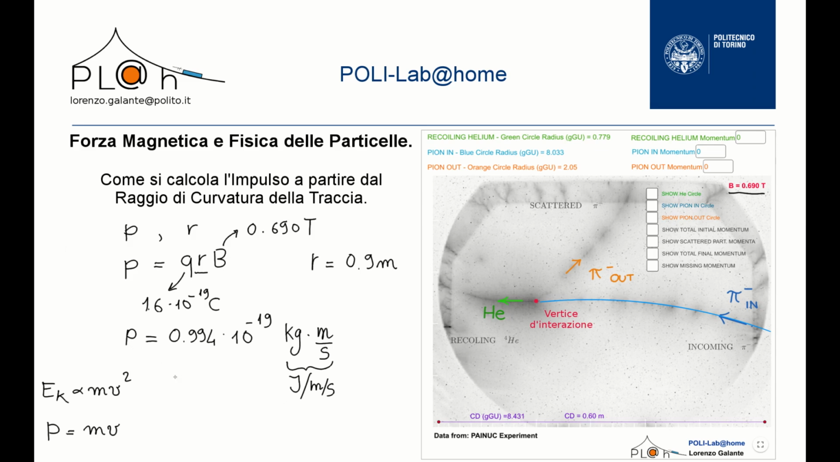In the next video, we will learn how to convert these units in those commonly adopted in particle physics: electron volts, an energy unit divided by c, the speed of light.